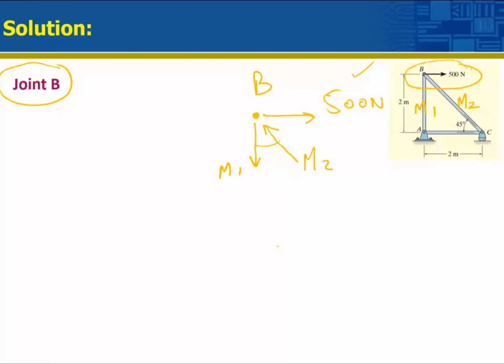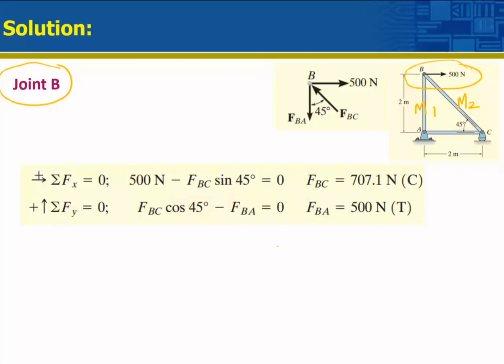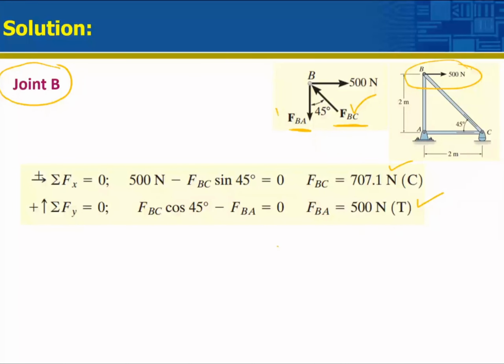I know this angle here, which is 45. Won't go into the details, because it's simple maths, and you apply the equation of equilibrium. So you've got your BC, which is 707 Newton, and you've got your BA, which is here. Now, watch. The answer coming out is positive. So it means the direction assumed here is right, and the direction assumed for this one is right.